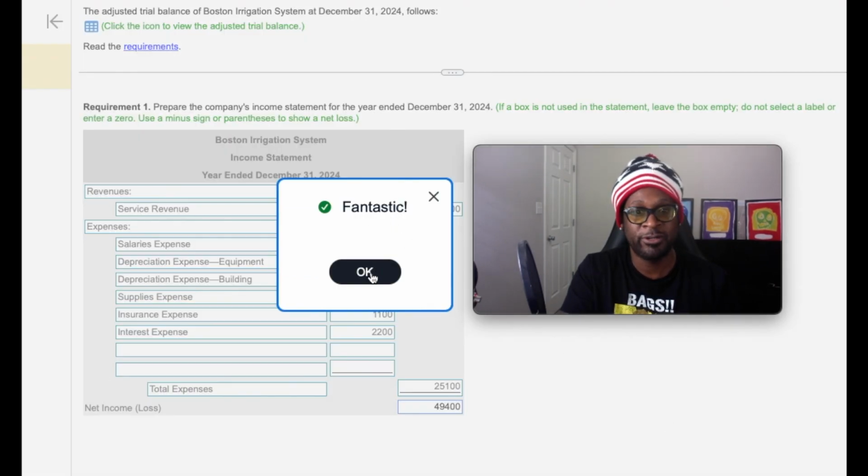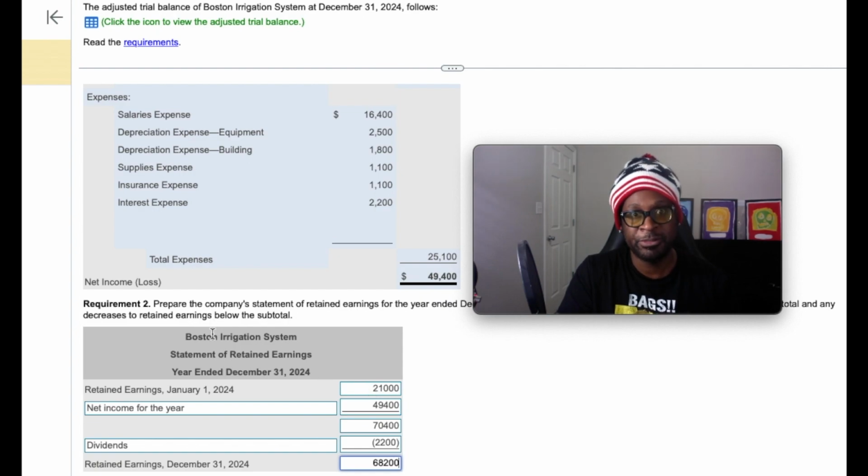Fantastic. Moving on. For our statement of retained earnings, we're going to start with our beginning retained earnings balance that came from the trial balance.